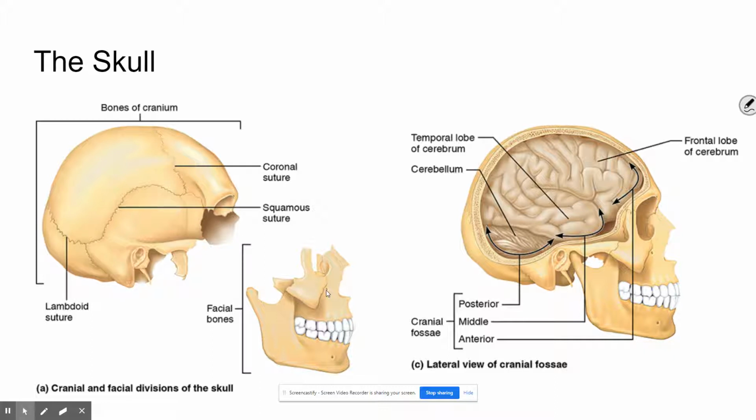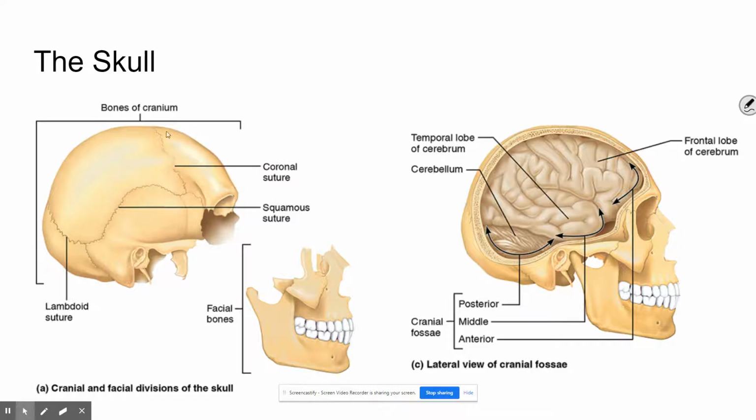All skull bones are firmly united by interlocking joints called sutures. And the sutures you can see here, these are immovable joints, so your skull bones don't move around. Major sutures, you can see them here. There's the coronal suture. Coronal means face or sun, so it's kind of like the face.